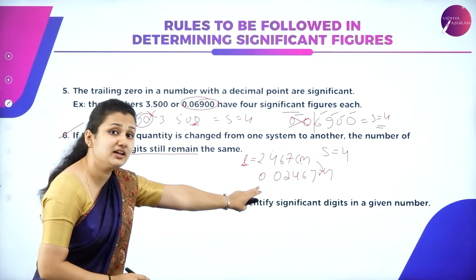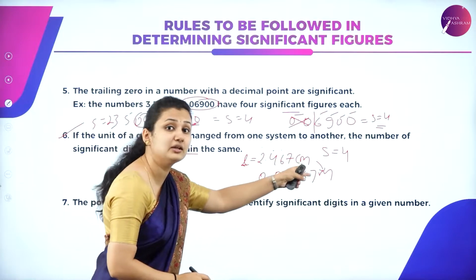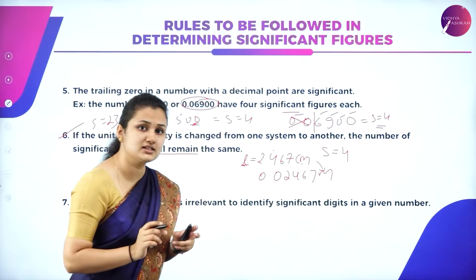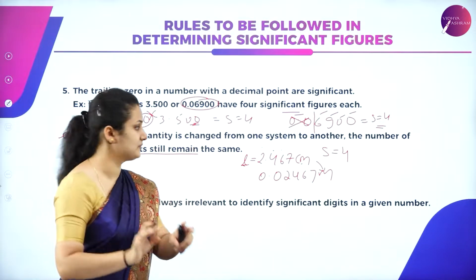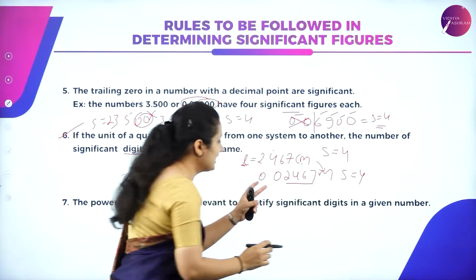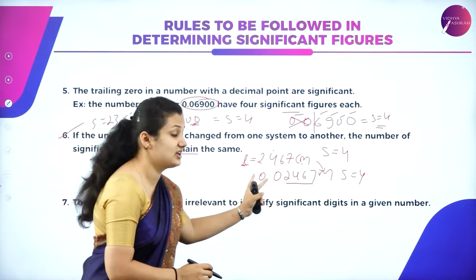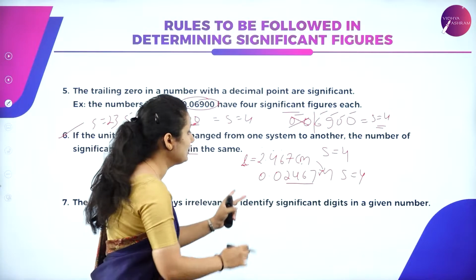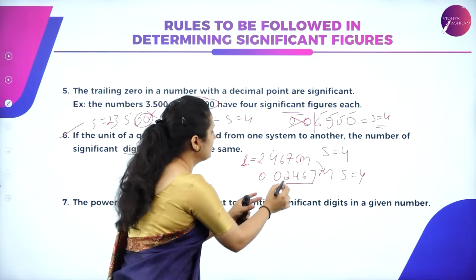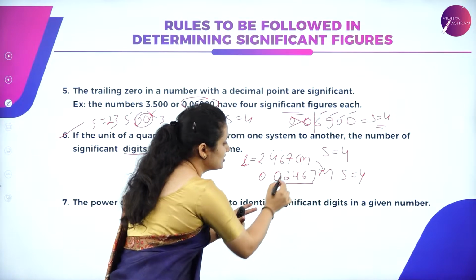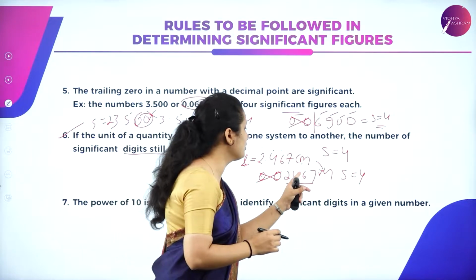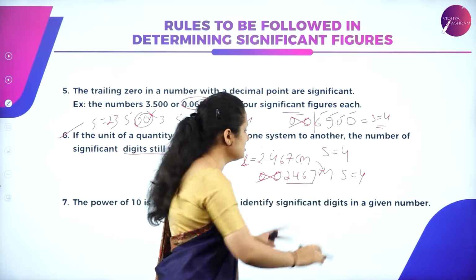So what is my significant digit here after converting from centimeter to meter? 1, 2, 3, 4, 5, 6. Is it 6? If it is 6, then you are wrong. Why? Because it is 4. Once again I tell you, be careful, because my rule 3 says that a number less than 1, to the right of the decimal point and up to the first non-zero digit, is insignificant. That is why it is 2467. So the significant figure is 4.